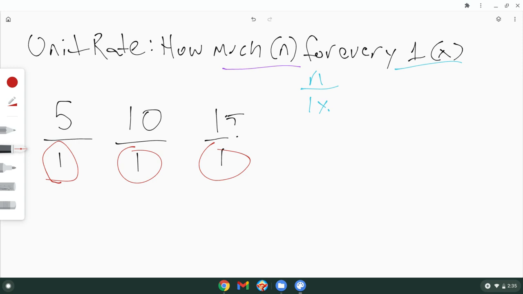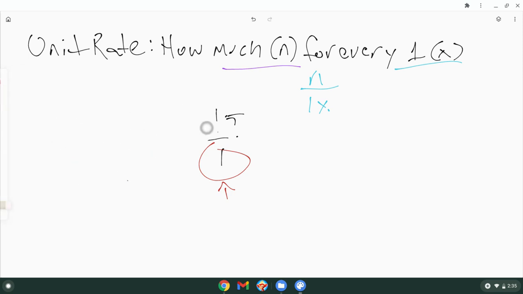And if you do not know what the unit rate is, if this denominator is not a 1, there's 2 ways to solve it, okay? It's either dividing the numerator by the denominator or dividing them down to get to 1. And I will show you what I mean by that, okay?